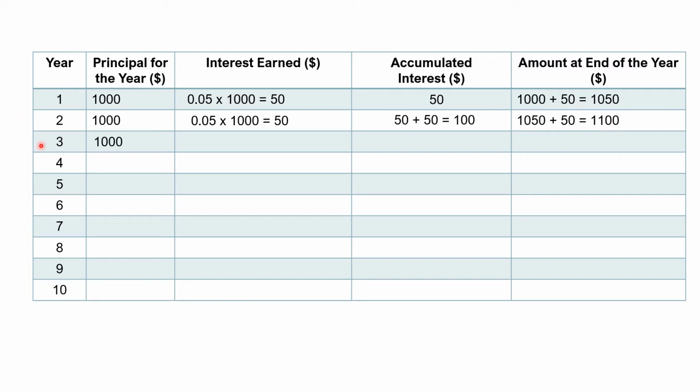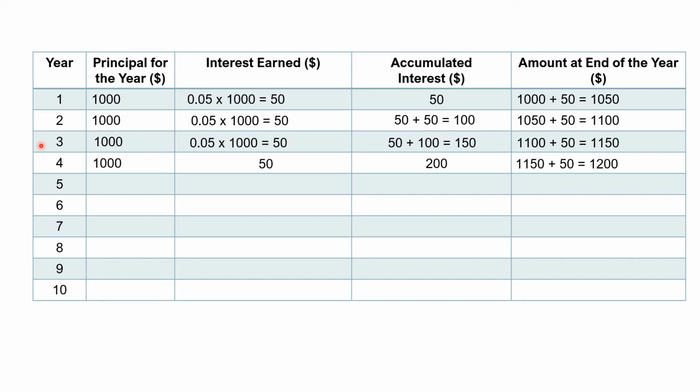Her third year, same thing. She had $1,000 originally. For her third year, she got another $50. So far she's got $150 in interest. And at the end of the year, she's at $1,150. Fourth year, same thing. So I'm going to skip writing it all out and just put a 50 there. So now she's at $200, and the amount at the end of the year is $1,200.